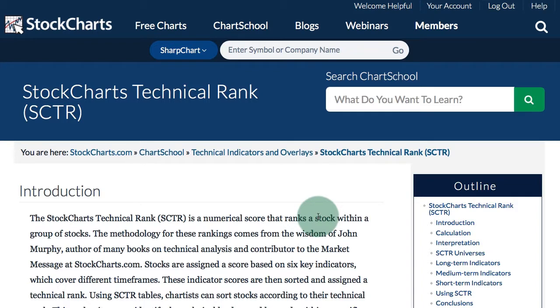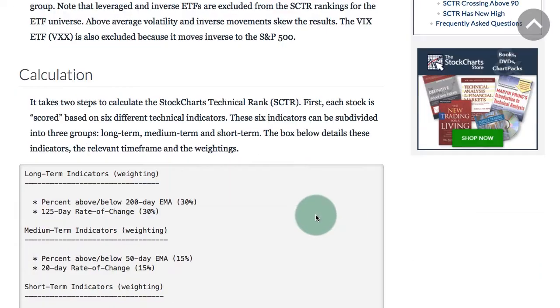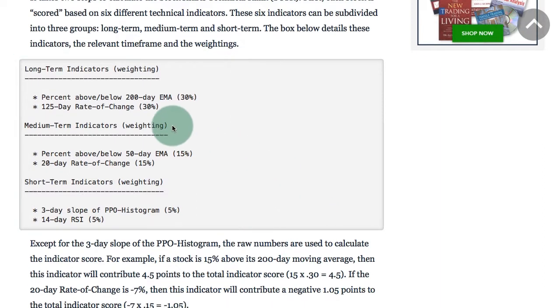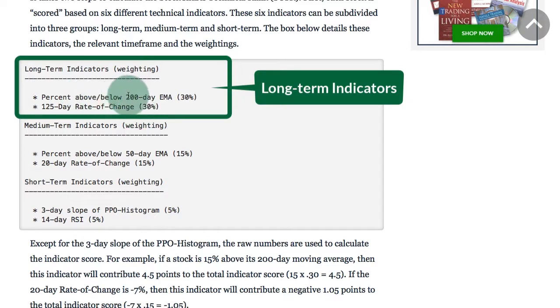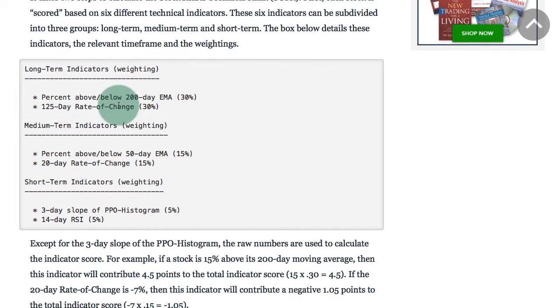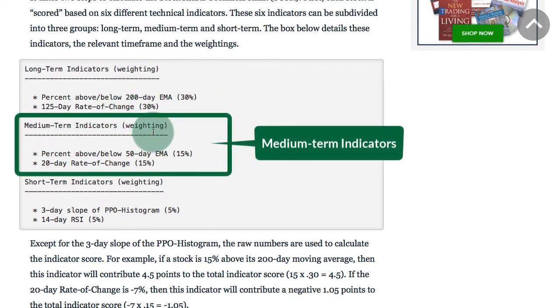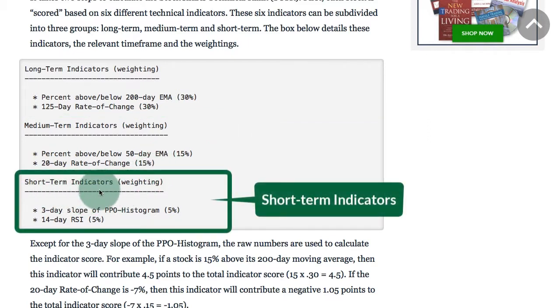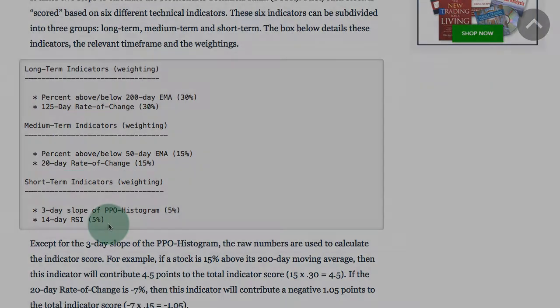So if you want to know about the calculation and the indicators used, you just scroll down this article, and there you can see a table with the indicators and their weightings. We have 2 long-term indicators, the percentage above below the 200-day EMA and the 125-day rate of change. Those each count for 30%. Then we have the medium-term indicators, the percentage above below the 50-day EMA and the 20-day rate of change, and both of those account for 15% each. And you can see we have the short-term indicators, the 3-day slope of the PPO histogram and 14-day RSI, and each of those accounts for 5%.